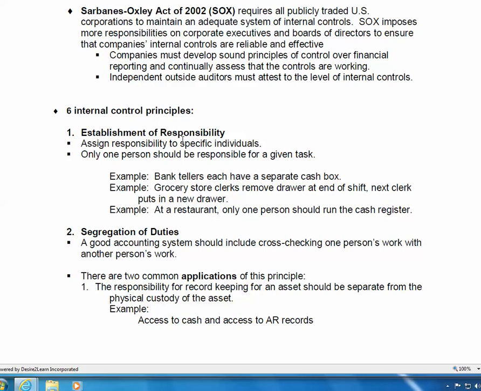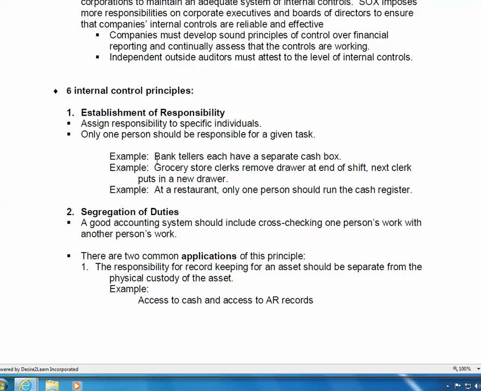Establishment of responsibility. Only one person should be responsible for a given task. I'll just go over the first example here. When you go into a bank, let's say there are a dozen tellers, there are a dozen different teller stations. They are not all working out of the same pot of cash. Each teller is responsible for their own little box of money, and at the end of the day, they are responsible for balancing their box.